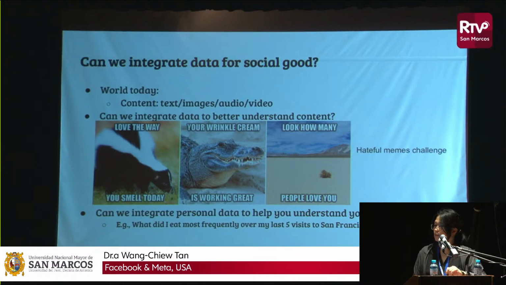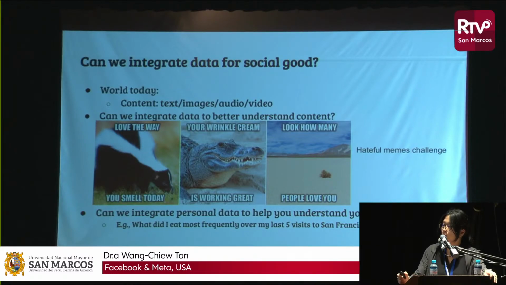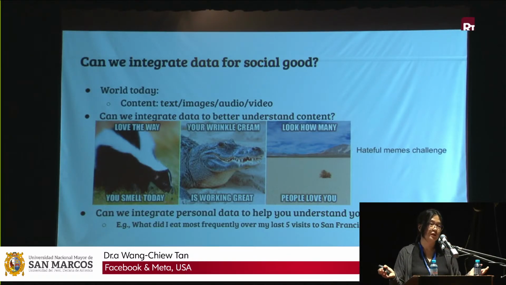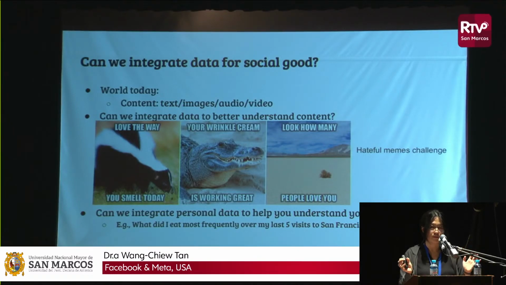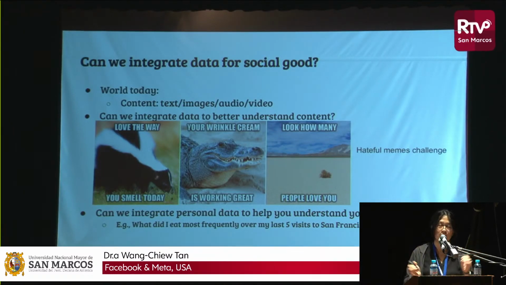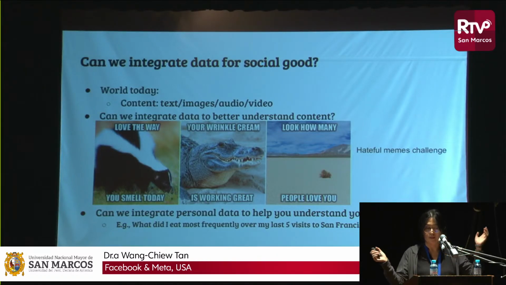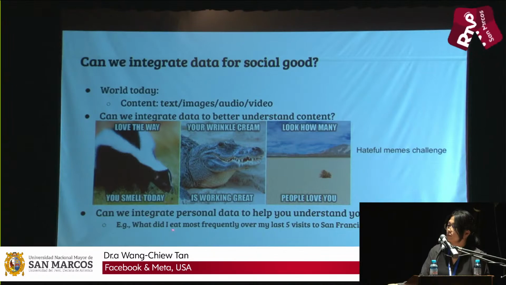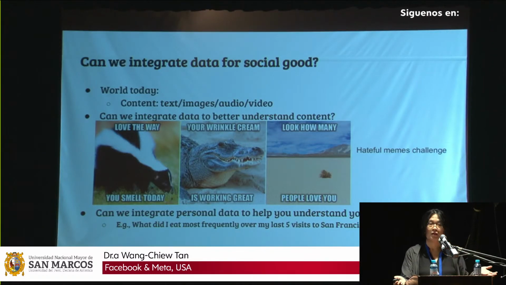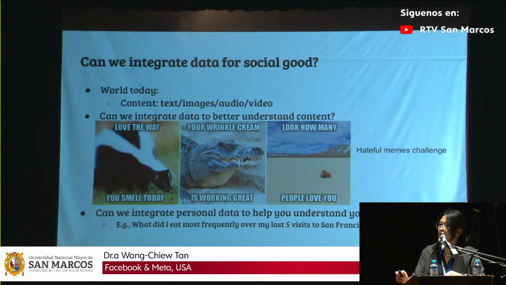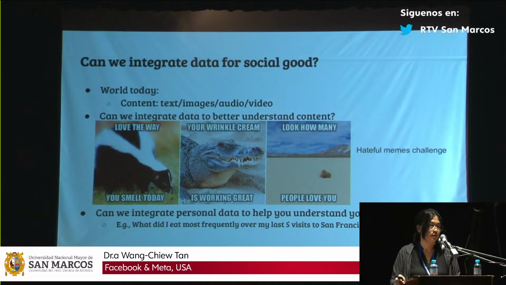The last bullet, which I'm also very interested in, is whether we can integrate personal data for our own good, to understand ourselves better, right? For example, if I had magically been able to keep automatically what I've eaten or what photos I've taken for the past year or my past entire timeline, I will be able to answer the question, what did I eat most frequently in my last 5 visits to San Francisco, right? Things of this sort, to understand yourself better, to know your habits better, to even understand your friends better, because who you interacted with are also part of this timeline, right?